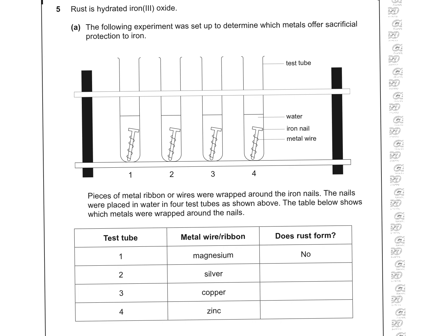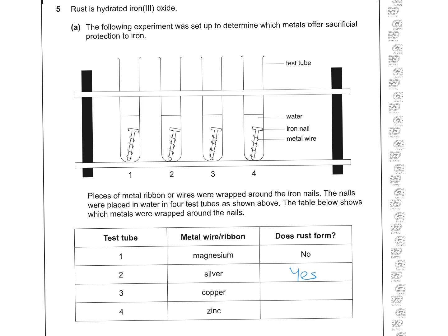Question 5. So we've got hydrated iron 3 oxide, which is rust, iron nails wrapped in different metals, and the first part of the question is we have to decide if the nail rusts. So, tube 2, the nail is wrapped in silver. Well, there is going to be rust there because the iron is more reactive than the silver, so the iron would react first. So that is going to be yes.